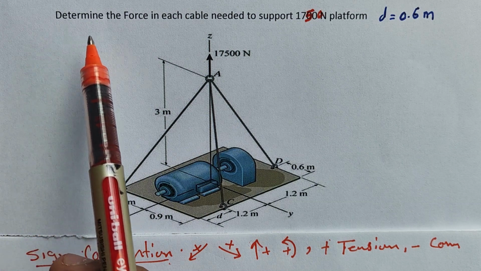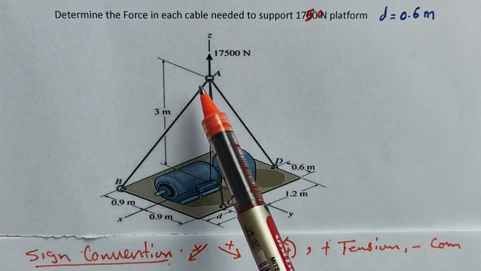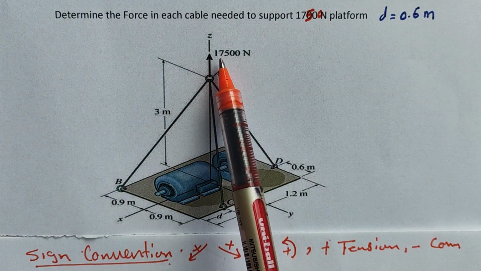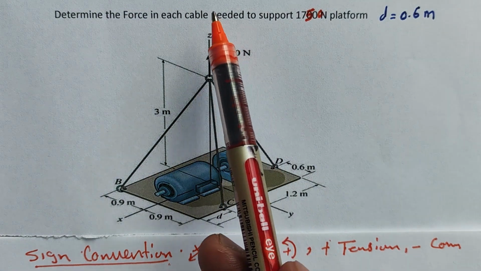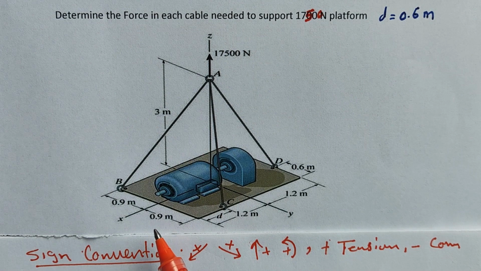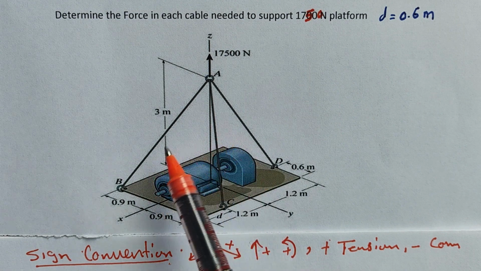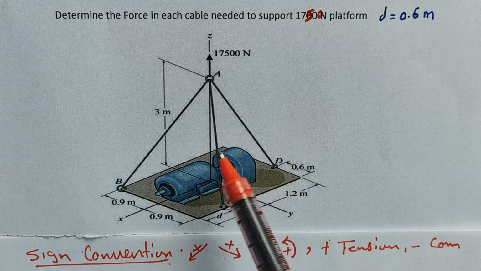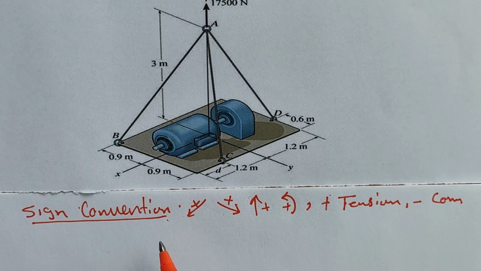The question here is asking us to determine the force in each cable AB, AC and AD to support a 17,500 Newton upwards force, and also given D to be 0.6 meter. Since we're being given coordinates, we are going to represent each one of those in a Cartesian form. So first thing, you do your sign convention.